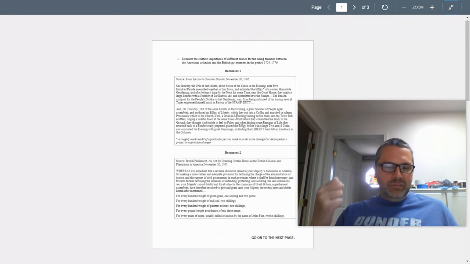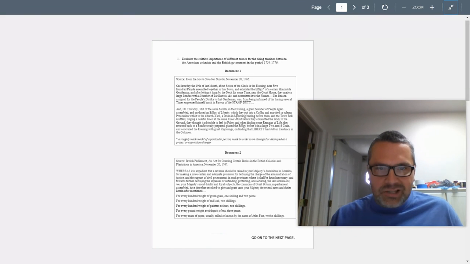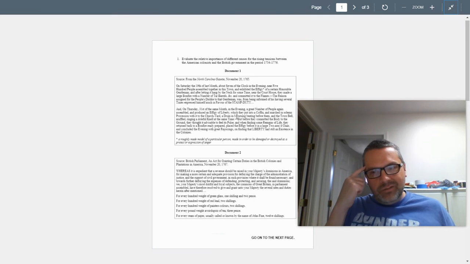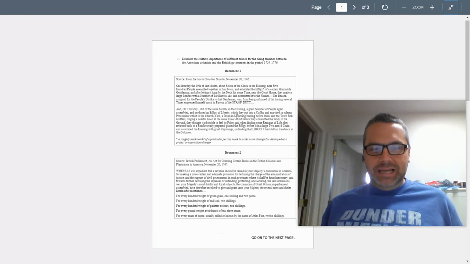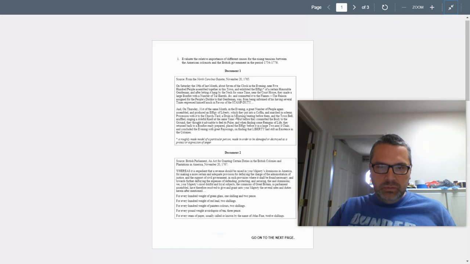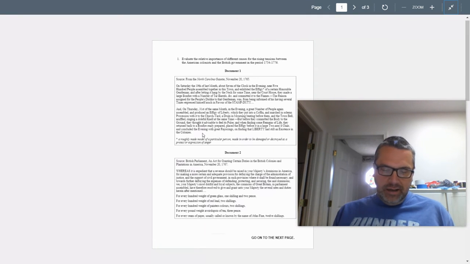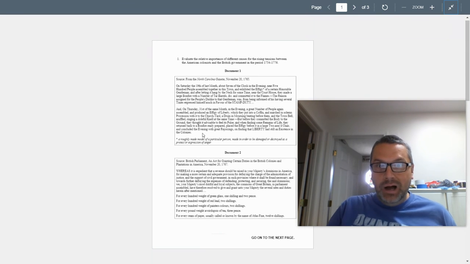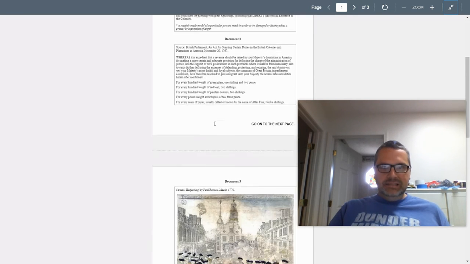Looking at the first document, you have the North Carolina Gazette, 1765, and if you glance through it, you can see stamp duty. You can probably remember that is about the stamp tax. Document 2 is from British Parliament. Why was the British government taxing the colonists? If you already know that, that's going to help you with this as well. You have an official act from the British Parliament, and they're raising taxes. Why are they raising taxes?